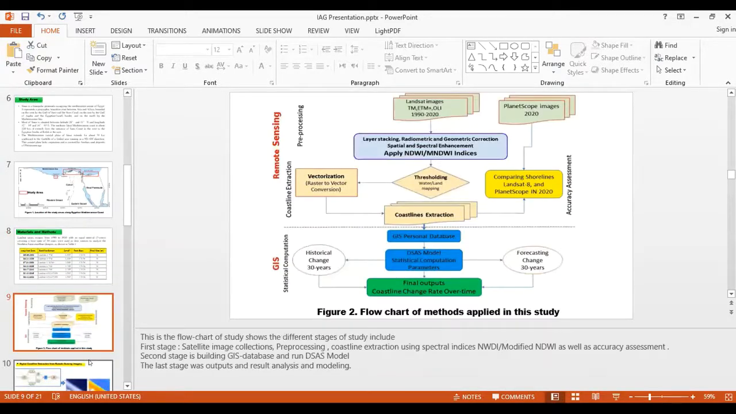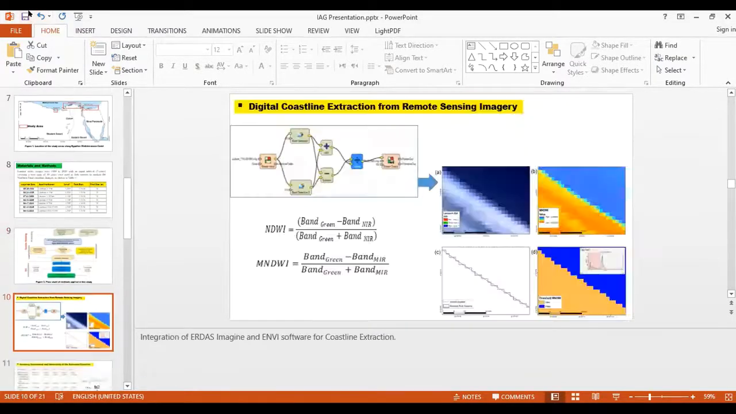The flowchart of this study, as you see, has three different stages. The first stage is satellite imagery data collection, pre-processing, coastline extraction, and spectral indices like NDWI and modified NDWI. Then accuracy assessment and uncertainty detection. The second stage is building the GIS geodatabase and running the Digital Shoreline Analysis System technique and model. The last stage is output and result analysis and modeling.